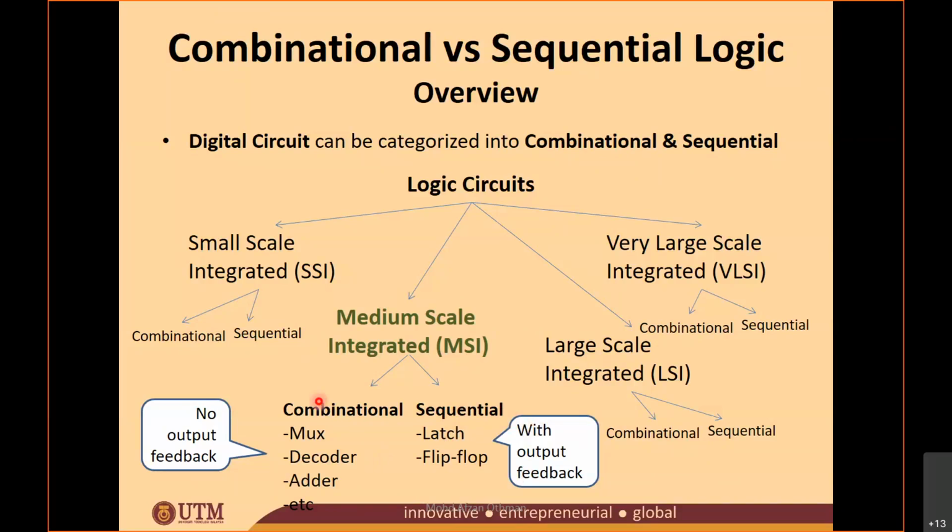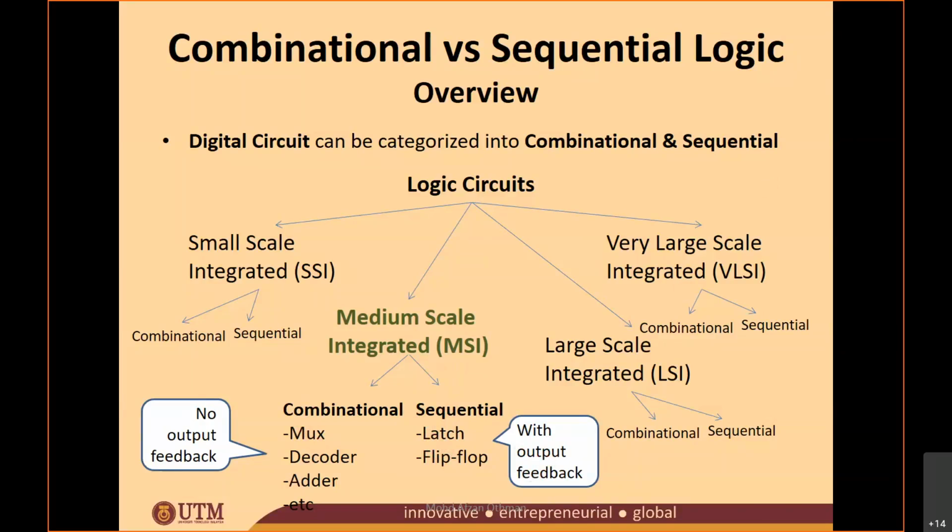Okay, so contoh combinational untuk MSI is multiplexer, decoder, adder, demultiplexer, and then you have an encoder and etc. But for the sequential, we have a latch and flip-flop. Hanya ada latch dan flip-flop aja yang boleh output feedback. Okay, dia ada output and then it feedback the output to the input untuk dapatkan output semula.